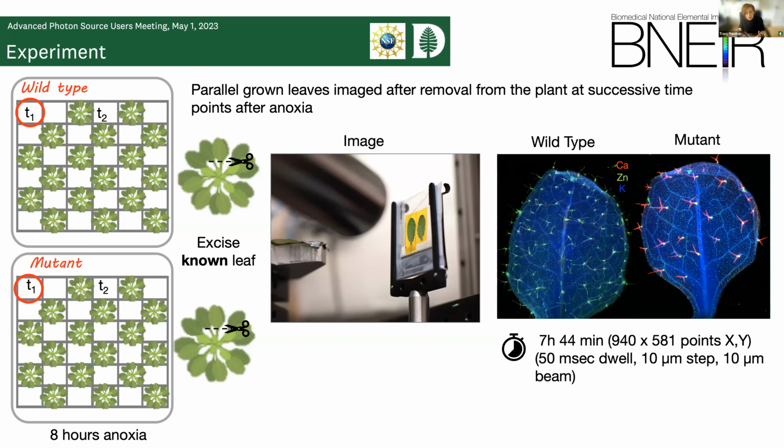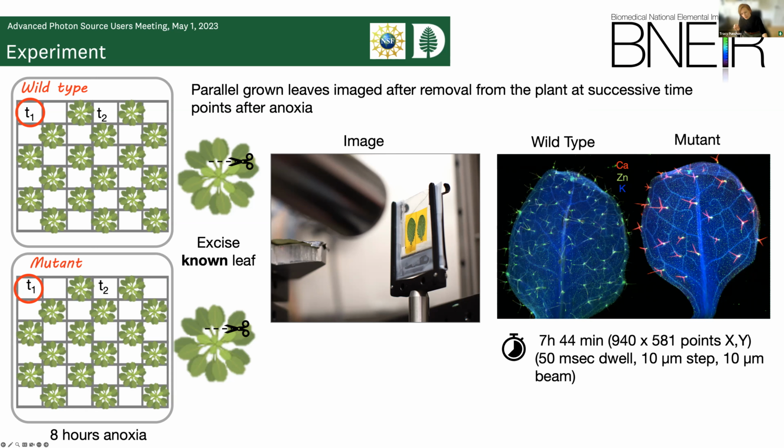And we've been doing this in my lab in Dartmouth, and we've been doing it at Brookhaven. The experimental setup that we have is already very problematic, but this is really the only way you can do this. You expose your wild type and your mutants to anoxia, and then you take them to the beamline where you have your anaerobic chamber, you do your exposure, and then you take a plant and you cut off the leaf and you put it onto Kapton tape, and then you image it. Now this image took 7 hours and 44 minutes, and it's a big image.